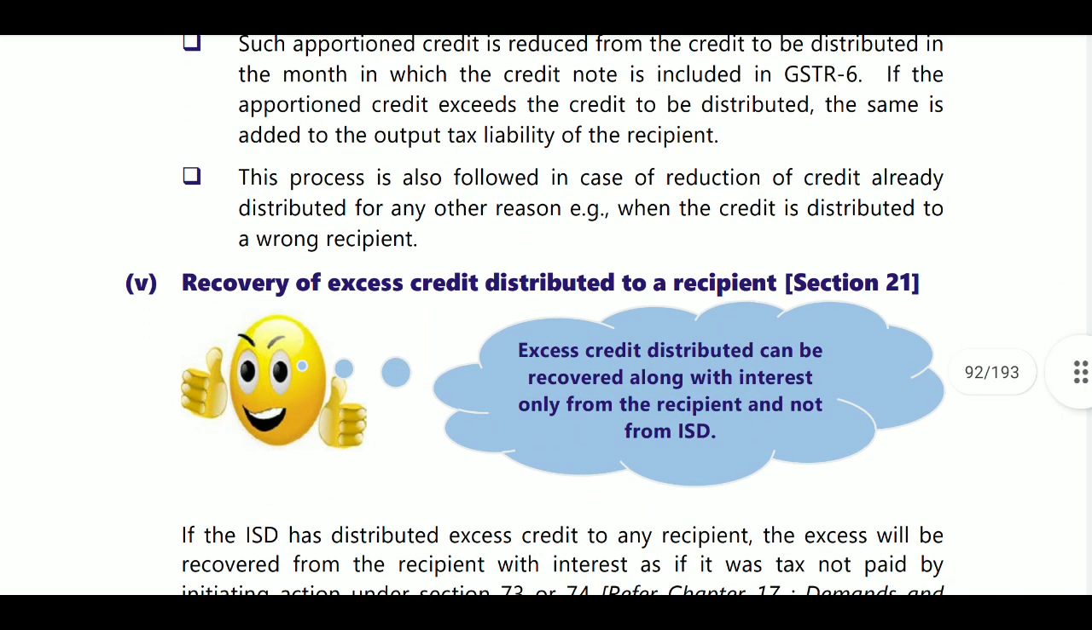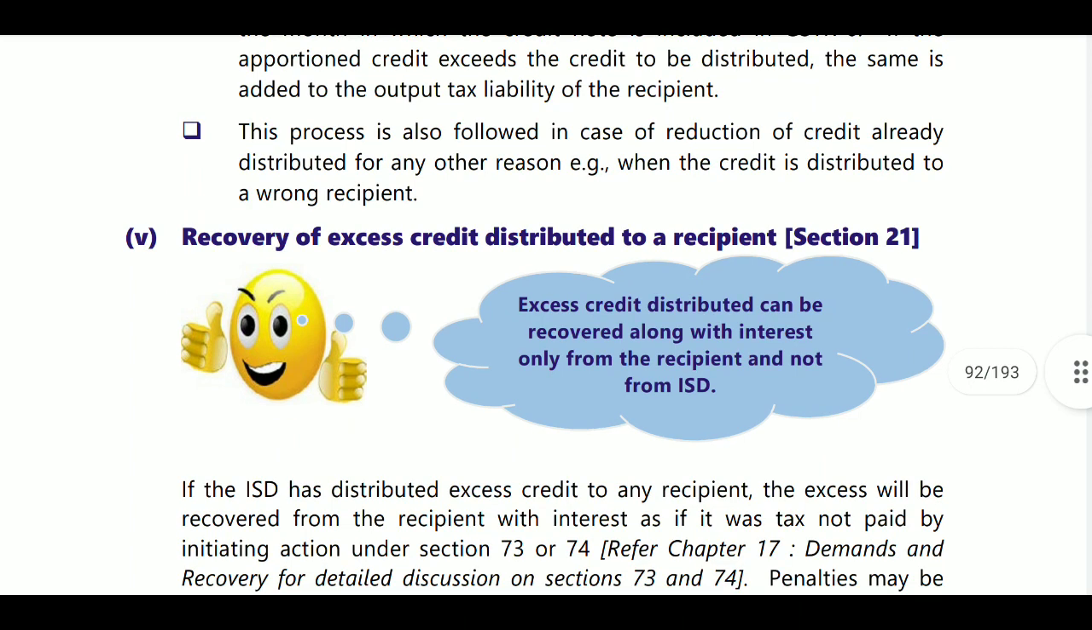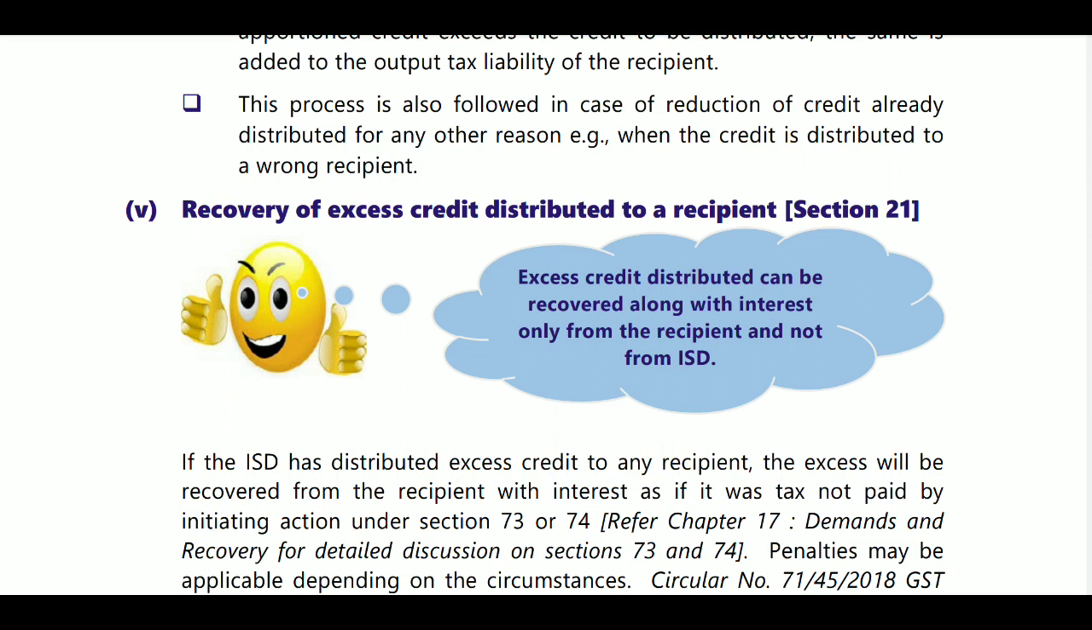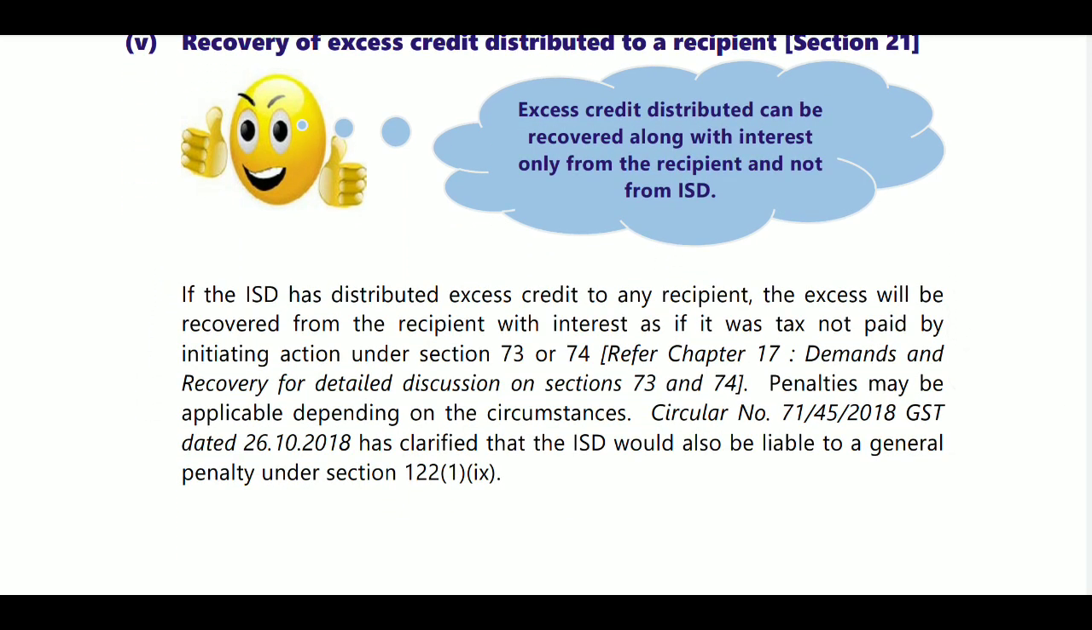Next, recovery of excess credit distributed to a recipient, Section 21. Excess credit distributed can be recovered along with interest only from the recipient and not from ISD. Not from ISD, only from the recipient, along with interest at the rate of 18%. So if the ISD has distributed excess credit to any recipient, the excess will be recovered from the recipient with interest, as if it was tax not paid, by initiating actions under section 73 or 74.